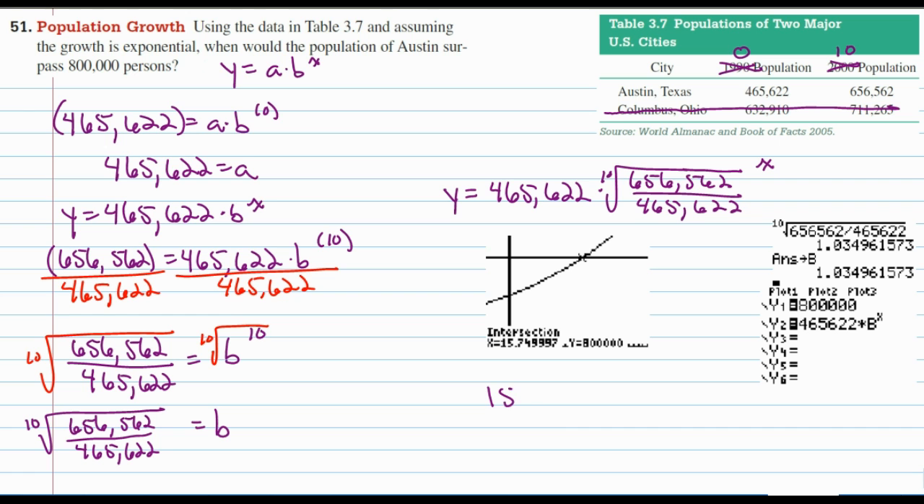So in 15.75 years, which will be about three-quarters of the way through 2005. So somewhere in the year 2005, Austin's population will reach 800,000 people.